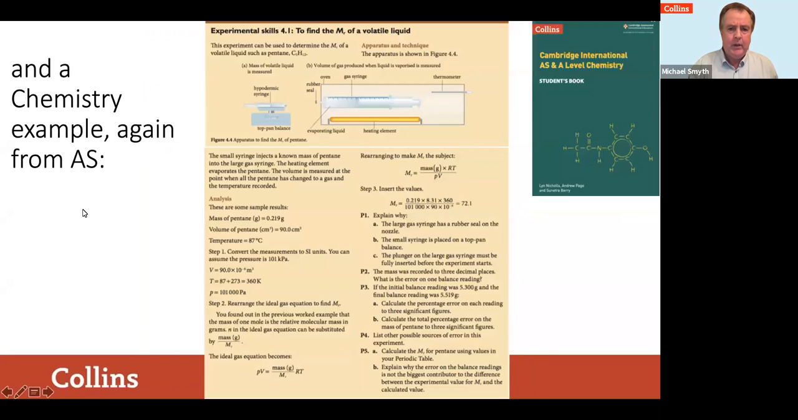And the chemistry one here has been screenshotted across 2 pages. That's why there's the white line there. And this is from the chemistry AS content, an experiment to find the Mr of a volatile liquid. And you can see the scaffolding in that as well. The students are given equations and shown how to substitute values into those. So that's all scaffolding as well, that level of support. Okay.